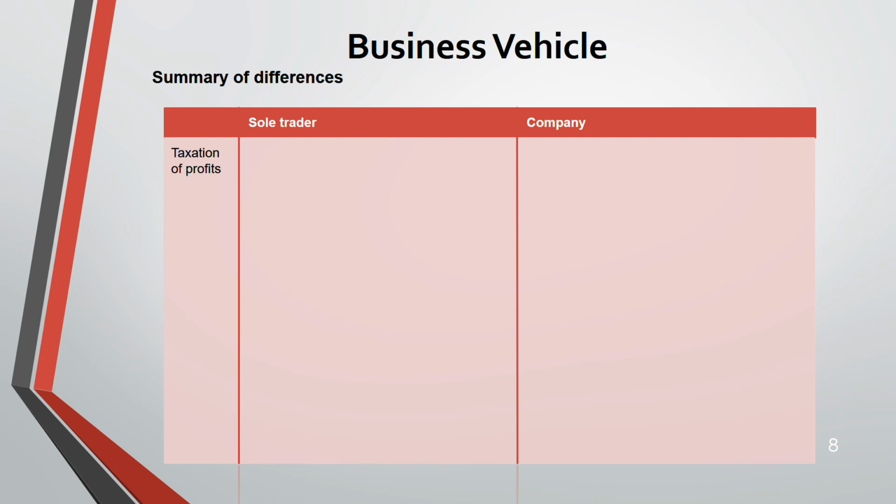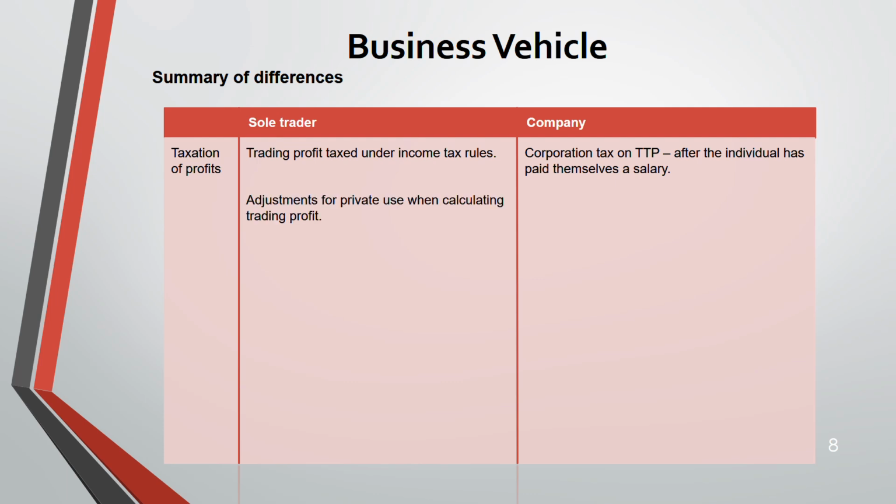Summary of differences. When you are taxing the profit, remember, a sole trader is taxed under income tax rules. Their trading profit will be taxed under income tax rules, but a company will pay corporation tax on its TTP, total taxable profit, where we have profit with gains also. But this is after the individual has paid themselves a salary. For a sole trader, the second difference is private use: when a sole trader has private use of an asset, you have to make an adjustment when you are calculating trading profit.